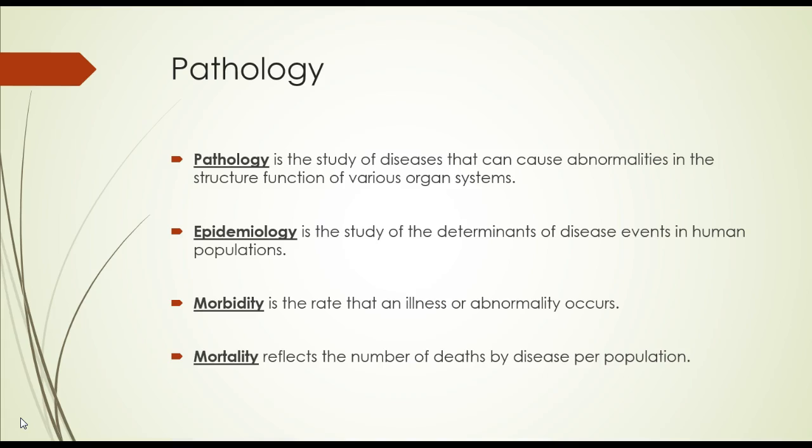They often come up with different statistics, and two important statistics that they often talk about are morbidity rates and mortality rates. The morbidity rate is the rate at which an illness or abnormality occurs within a population, and the mortality rate reflects the number of deaths by certain disease per population.